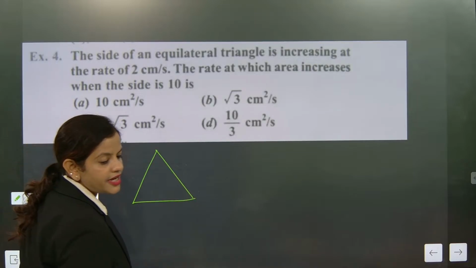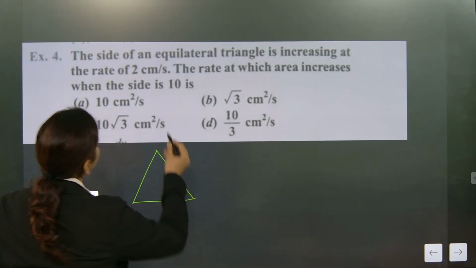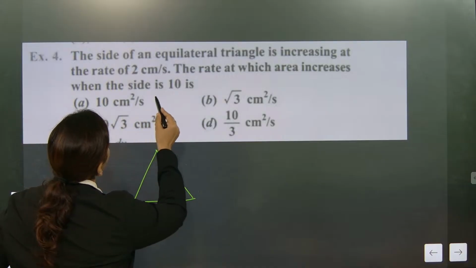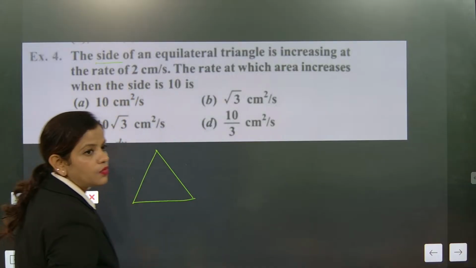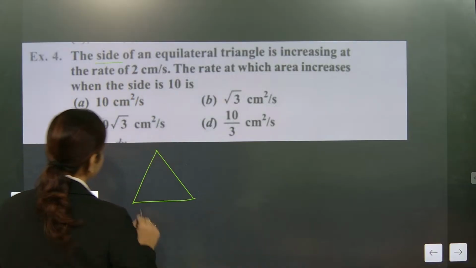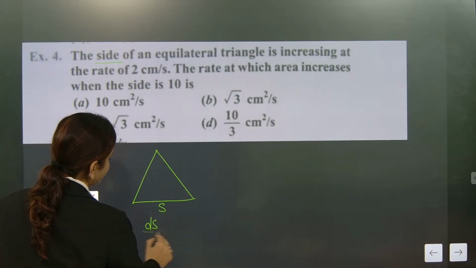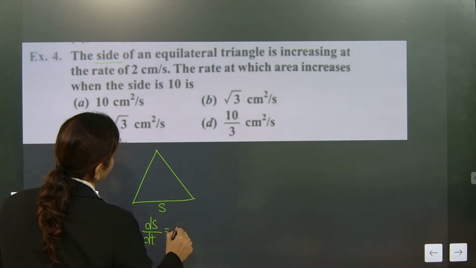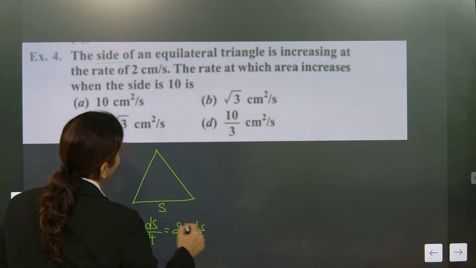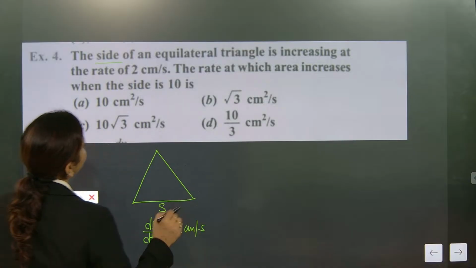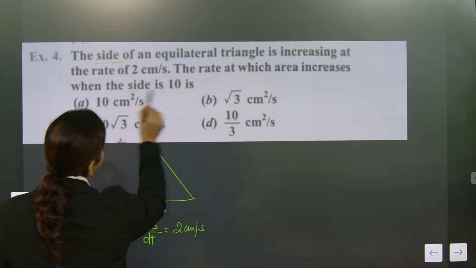In an equilateral triangle, all sides are equal. Now they are telling us the side is increasing. What is increasing? The side is increasing. So let S be the side, and the increment is given as ds by dt equal to 2 centimeter per second. After that, they are asking how fast the area is increasing when the side is 10.